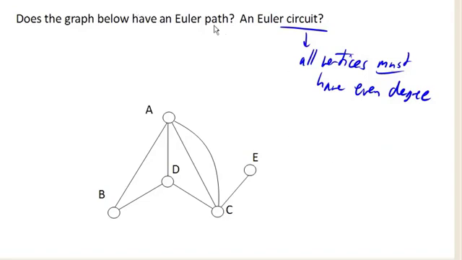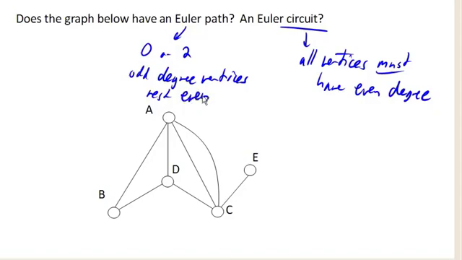For an Euler path, it's similar, except we can have either 0 or 2 odd degree vertices. Otherwise, all the rest must be even degree for the same reason. Now, the reason it's okay to have 2 odd degree vertices is because with an Euler path, we don't have to get back to our starting point.